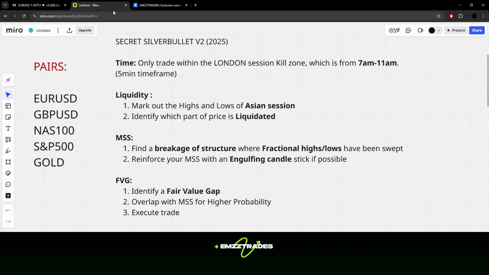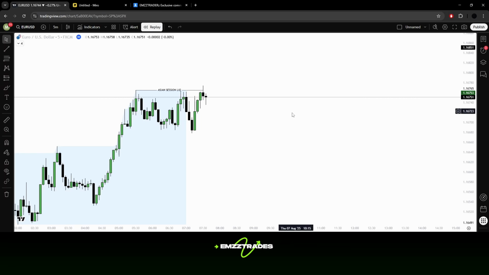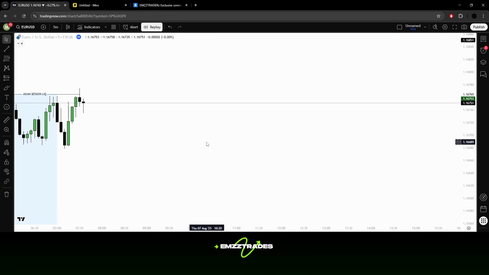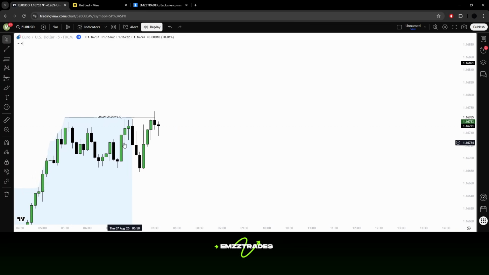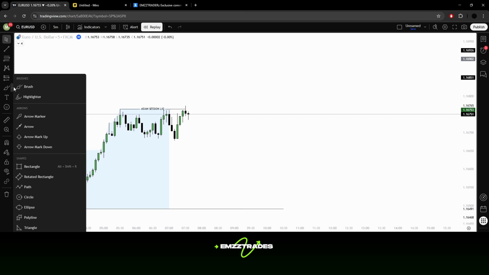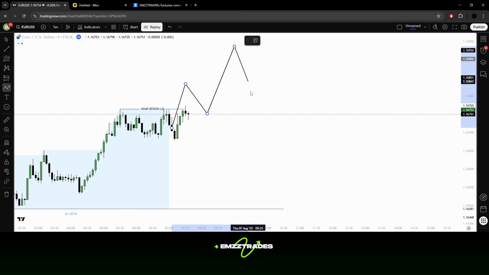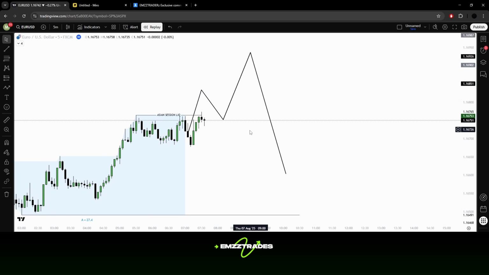So now what we're going to do is find a break of structure where fractal highs / fractal lows have been swept, and then we can reinforce our market structure shift with an engulfing candlestick if it's possible, right? So what we're going to do now is actually find a break of structure towards the downside. So we're looking for a movement which mimics this type of movement, right? We're looking for a movement like this where price actually breaks on itself, giving us a very good area right here of market structure shift, right?